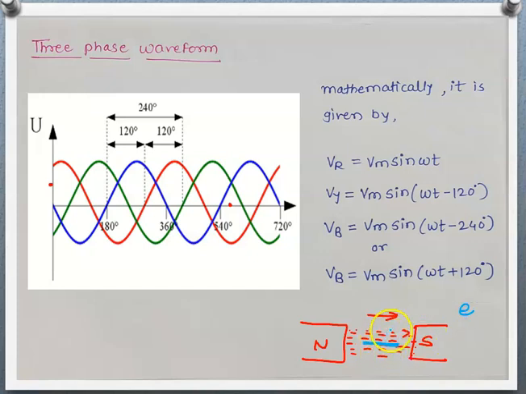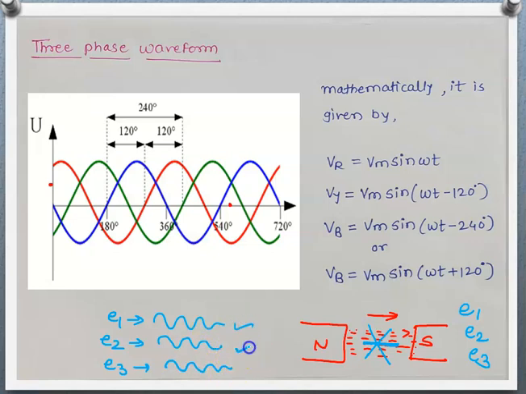Suppose we place two conductors, then what will happen? We get two EMFs. When we place three conductors, we will get three different sinusoidal waves. When we place one conductor, we will get a sinusoidal wave like this. When we place two conductors, the second wave will be generated, and when we place the third conductor also, we will get these three EMFs. In this way, we generate the three-phase EMF.